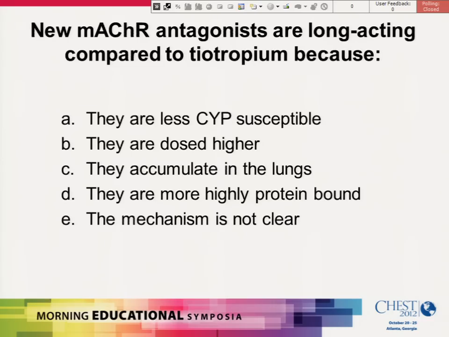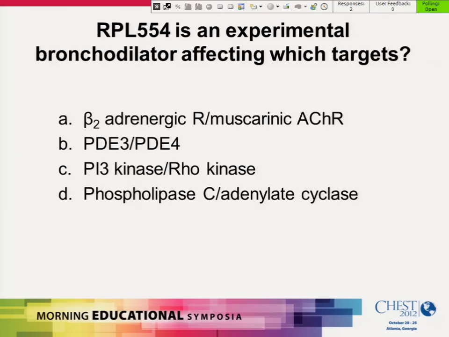Okay, first question. New antimuscarinic antagonists are long-acting compared to tiotropium because, choose one: they are less susceptible, they are dosed higher, they accumulate in the lungs, they are more highly protein-bound, the mechanism is not clear. Okay. RPL554 is an experimental bronchodilator affecting which targets? Beta-2 adrenergic and muscarinic receptors, PDE3, PDE4, PI3 kinase, RHO kinase, phospholipase C, adenylate cyclase. That's the question I had problems with. I'm sure he's going to explain, I hope.